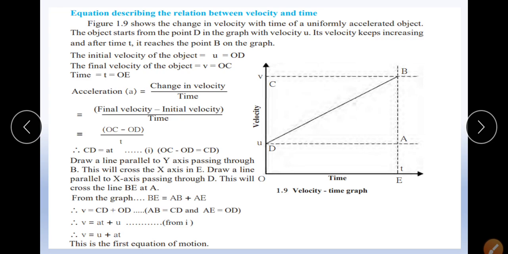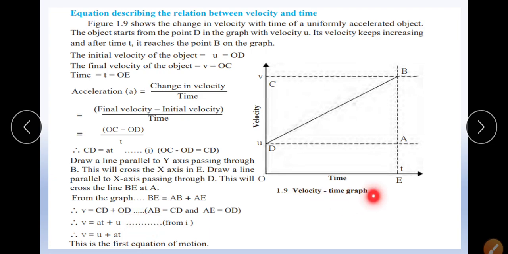Here we are going to prove those equations by using a graphical method. Only by using this graph and this one formula, we will prove the first equation, which is v = u + at. It is very simple. Just keep on observing this graph. You will be able to go through these steps and you can conclude v = u + at.